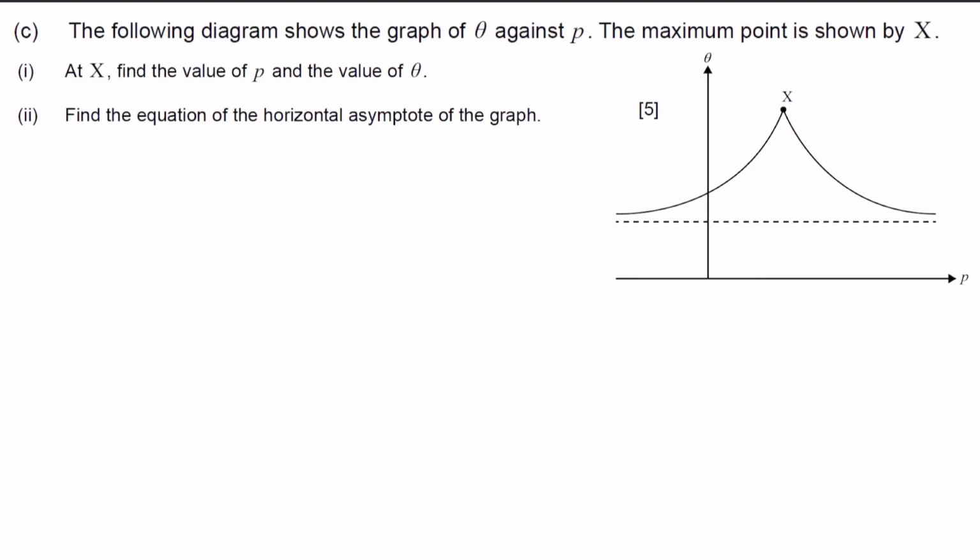Okay, now for the most challenging part of the paper. C. The following diagram shows a graph of theta against P. The maximum point is shown at X. Part 1, find the value of P at X and the value of theta.